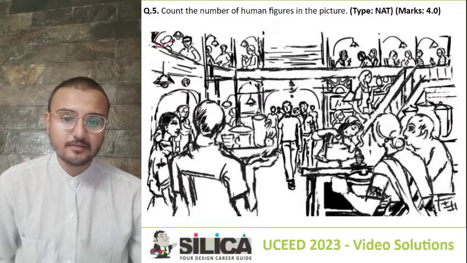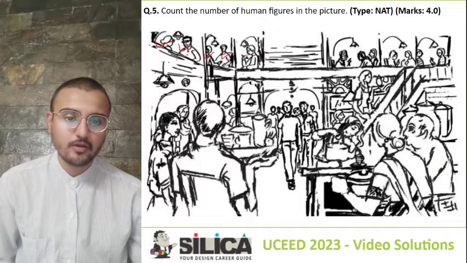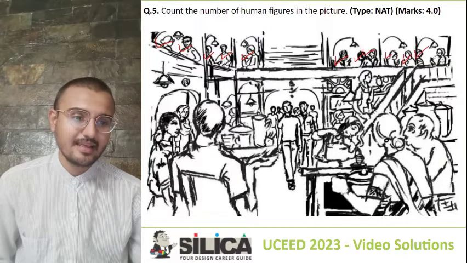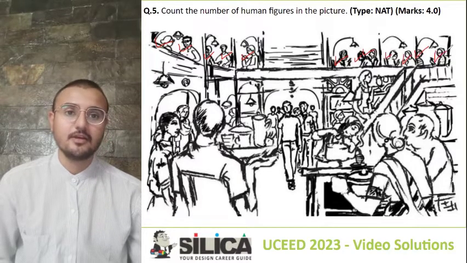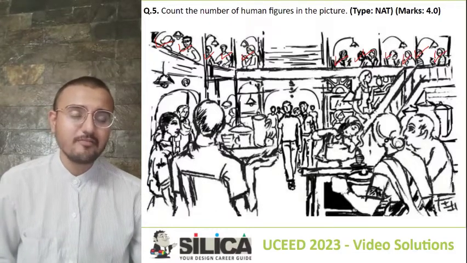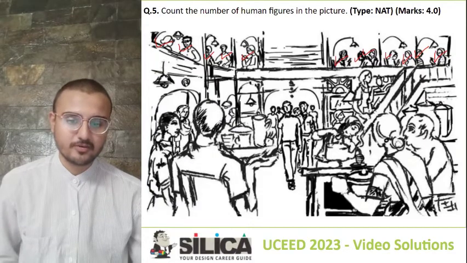So 1, 2, 3, 4, 5, 6, 7, 8, 9, 10, 11, 12. So 12 human figures are on the first floor while we are moving from upwards to downwards.